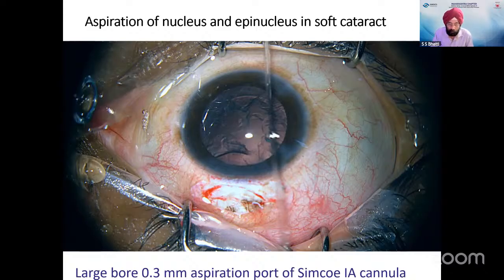Right? So here you can see all the epinucleus has been aspirated, leaving only the cortex behind. Now you could attack the cortex with the same eye cannula, but then you have to be very careful because large bore aspiration ports generally tend to catch the capsule as well. So removing the cortex is better done with a slightly smaller bore aspiration, because that, even if applied to the anterior capsular leaf, doesn't usually aspirate it.